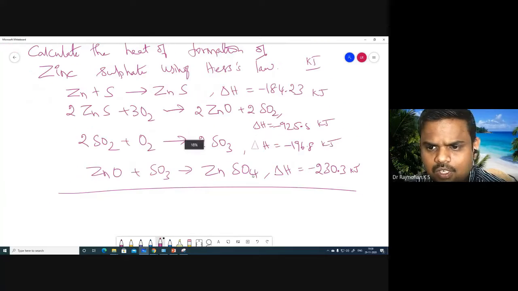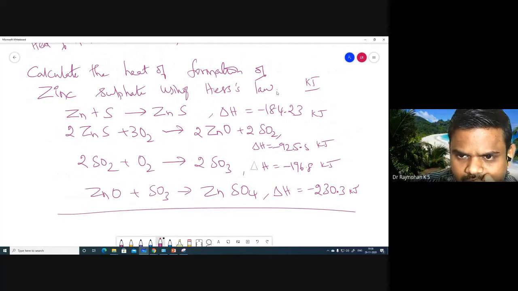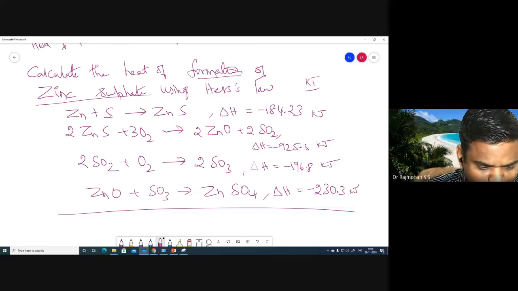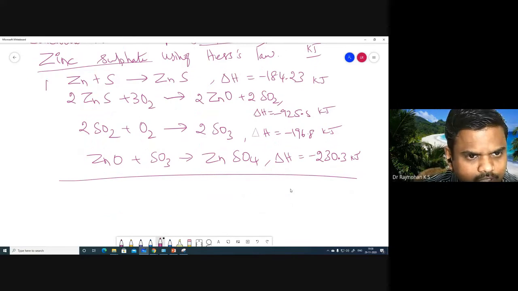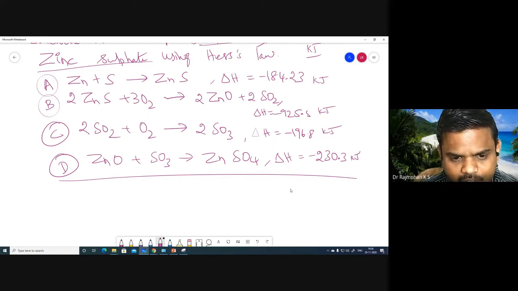Let me repeat the question. Calculate the heat of formation of zinc sulfate using Hess law with the given reactions. Four reactions are given along with the heats of reaction. What we have to write is how zinc sulfate will be formed from its individual elements. To start the solution, let me label the reactions as A, B, C, and D. And what is the zinc sulfate formation?